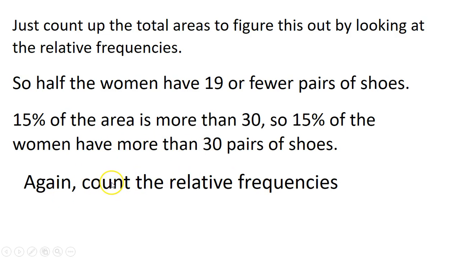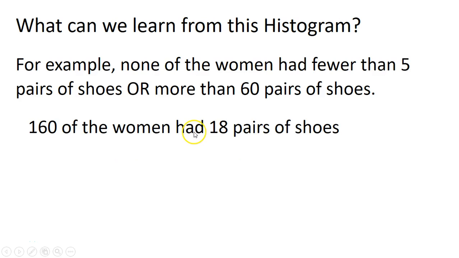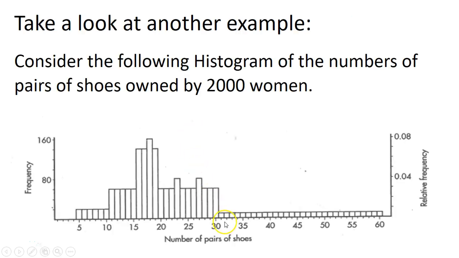Again, count the relative frequencies. That's all I was doing. So you could go back and look at the table again if you wanted to and count those. It says 15% of the area is more than 30. More than 30 pairs of shoes. Right, there's a half. Right, that's a whole, that's a half. So there should be 30 of those marks maybe, and that will count it up.